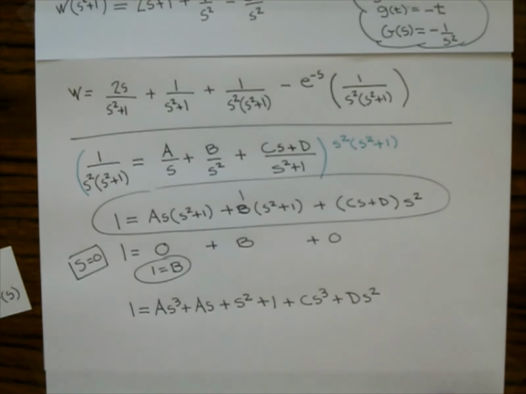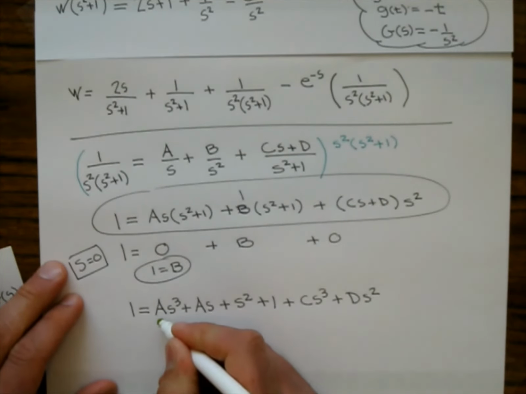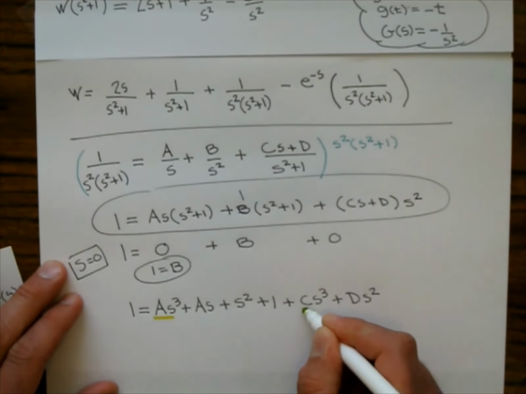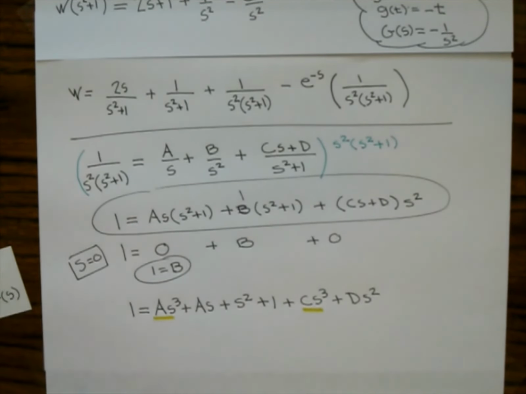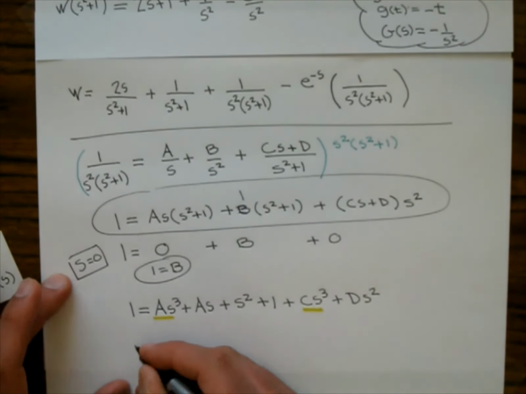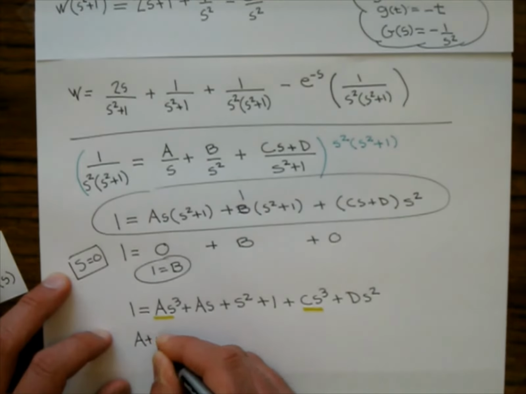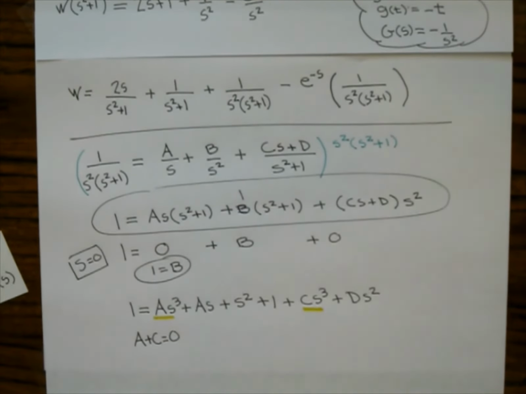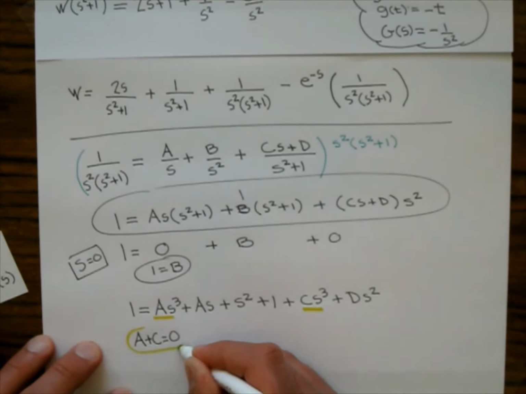Okay, now what I'm going to do is look at my s cubed terms. And the s cubed term on the left-hand side is 0 s cubed. So I have a plus c equals 0. And that comes from the yellow part here.